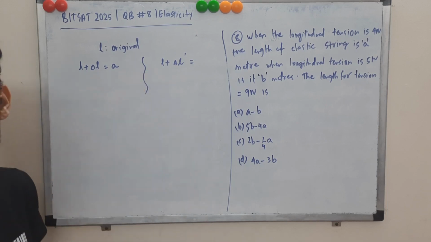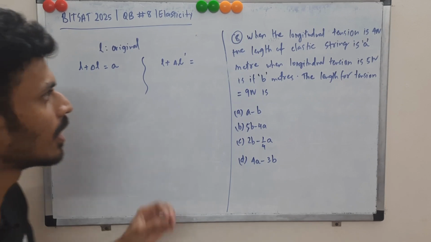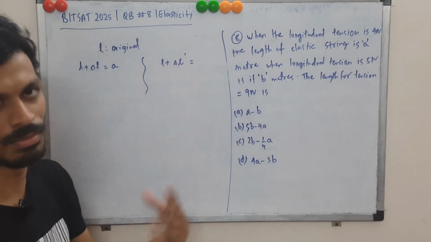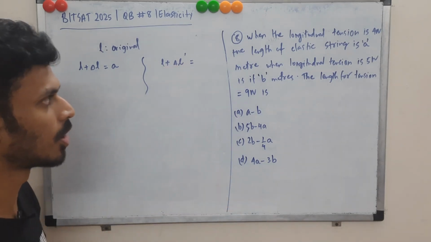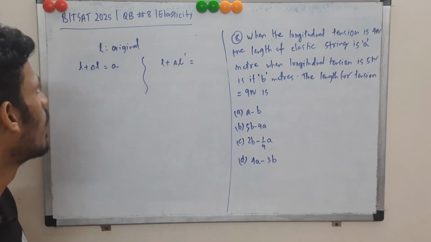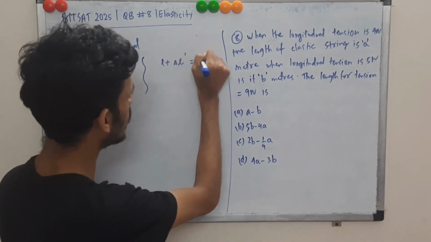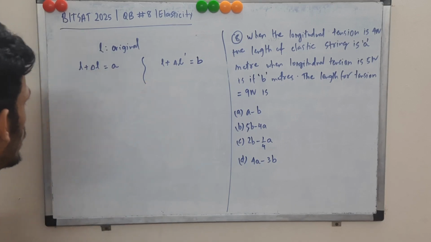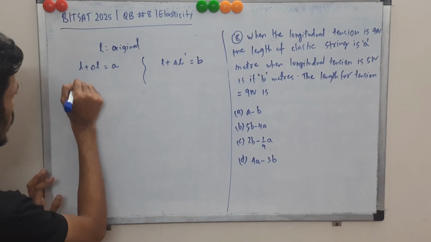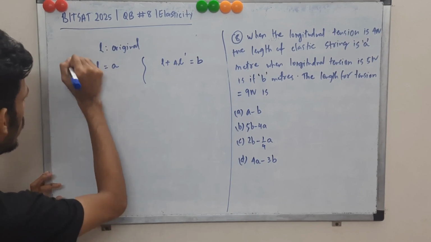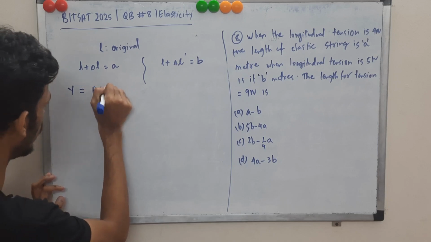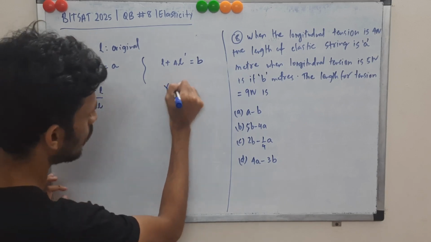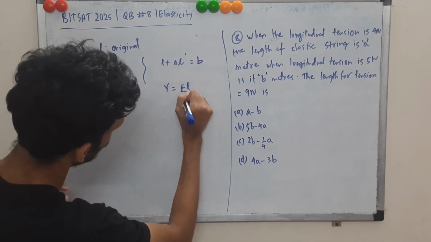Original length will of course be the same, right? We begin with the same length. We apply 5 newtons now. Some extension is there, surely more, delta L prime. So that will give us length B. So this is the case over here. These are your lengths that go in the formula of Young's modulus, FL by A delta L. Here also you'll have FL by A delta L.